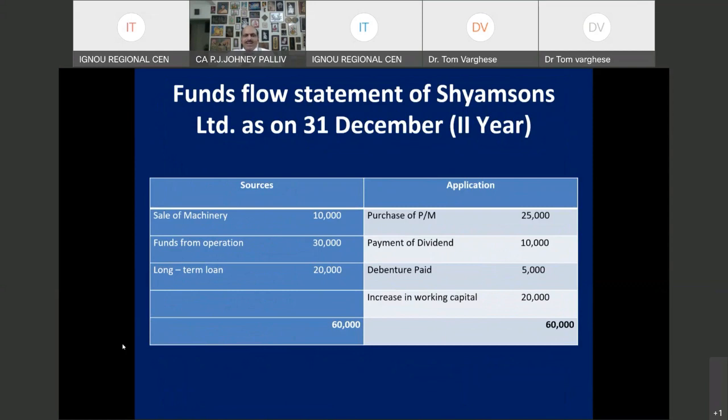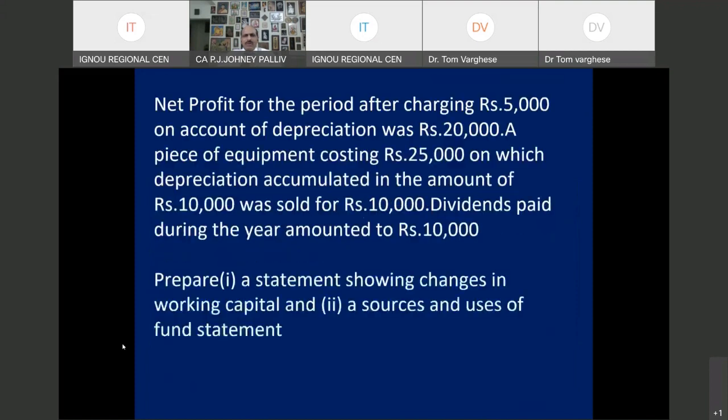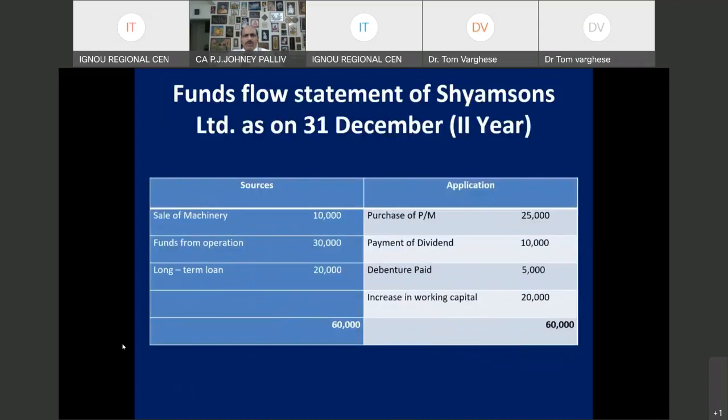And you can see a machinery whose sale value is 10,000. You can say 10,000 rupees is the sale proceeds of machinery. And you can see in the balance sheet, long-term borrowings increased from 5,000 to 25,000, which means 25 minus 5, 20,000 is the increase in long-term loans, 20,000. See, source of funds, without any calculation, we can arrive at: machinery, funds from business operation, long-term loan.